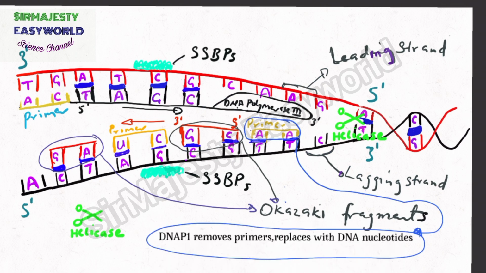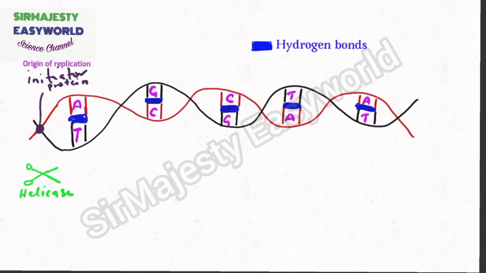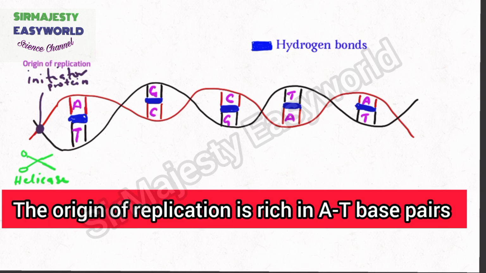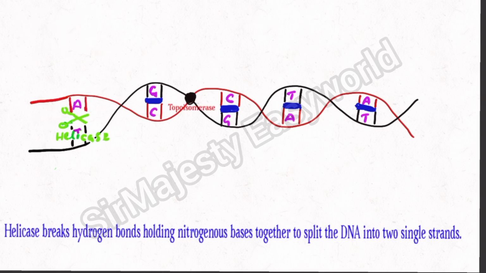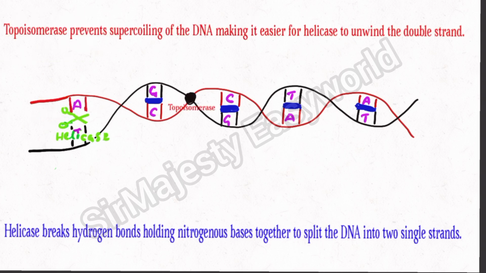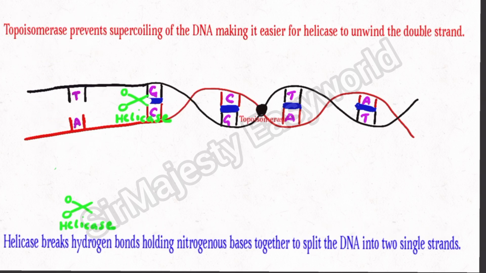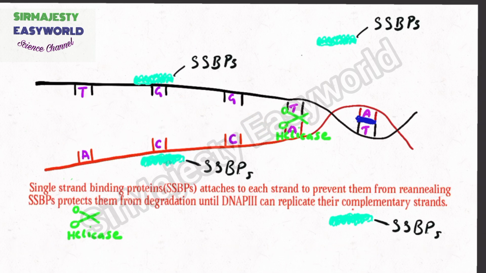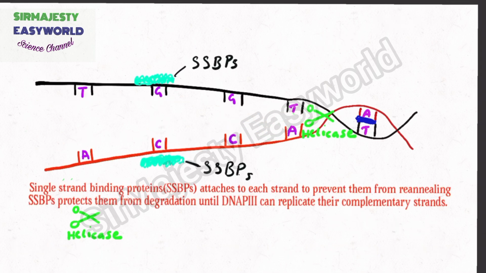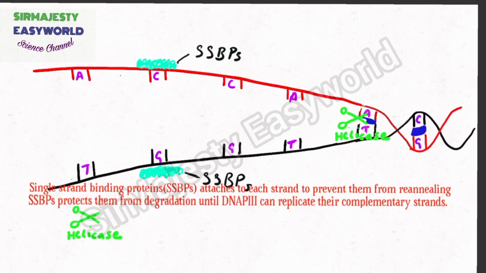Let's go. The initiator protein binds to the origin of replication, which is rich in AT, adenine-thymine, junction, then followed by the helicase unwinding the double strand by actually breaking the hydrogen bonds holding it. During this process, topoisomerase prevents supercoiling, making it easier for the helicase to unwind it. The unwinding creates two single-stranded nucleotides. Then the single-strand binding protein binds to each of the strands to prevent them from re-annealing.